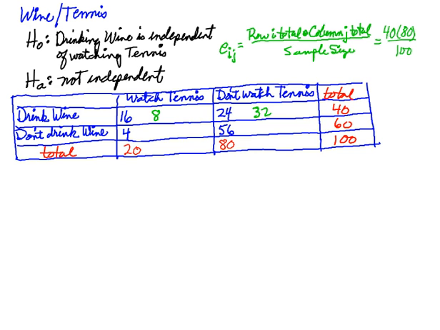Okay, let's keep going here. I'm now down to frequency 4. And that is in row 2, column 1. So I will take the total in row 2, which is 60, times the total in column 1 and divided by 100, and I get that's equal to 12.